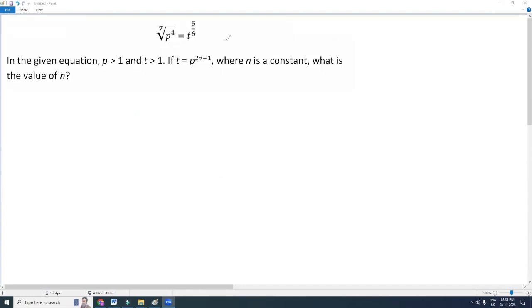Here we have the next problem. Okay, let's go to the question. The 7th root of p to the 4th power equals t to the power of 5/6. In the given equation, p is greater than 1, t is greater than 1. If t equals p to the power of 2n − 1, where n is a constant, what is the value of n?